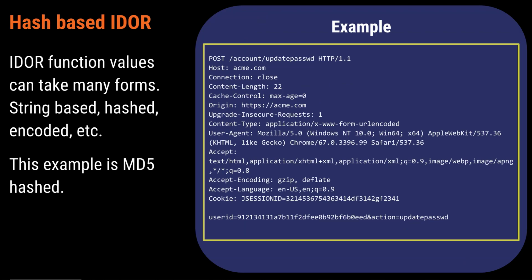So what we're looking at here is a request to an account/update passwords endpoint, and this is a hash-based IDOR. Now, the user ID parameter in this request is an MD5 hash, but IDOR function values can take many forms, including a generic numeric string, an alphanumeric string, a hash, something that's encoded, an email address. You can really use a lot of things, and so it's important to look at the parameter values for anything that represents your account or your ID inside of the application to see if you can fiddle with it.